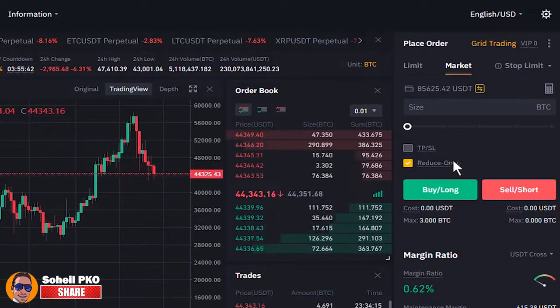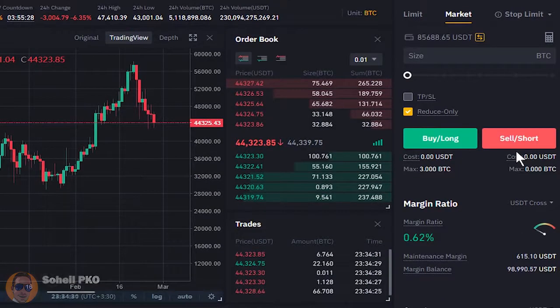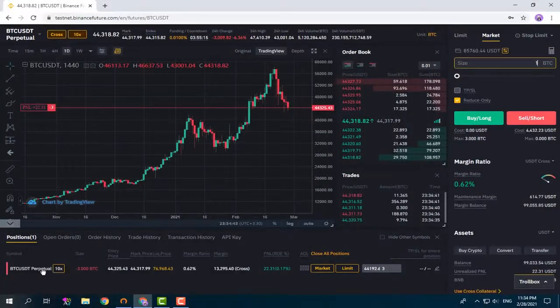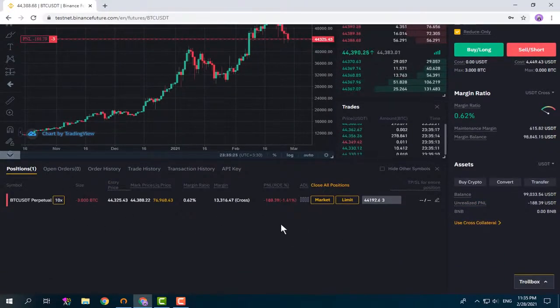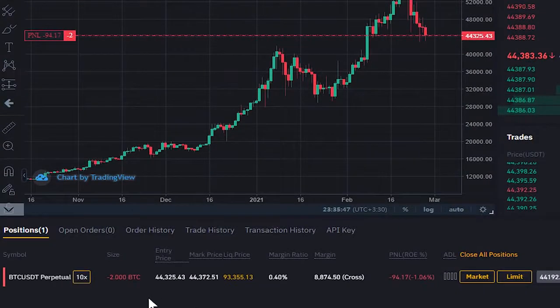For example, I selected reduce only, and if I try to increase the open position, for example, 1 Bitcoin, let's enter the size 1. This is a short position, so to increase the size of this position, I must go short. And by clicking on sell short, you see that order rejected. Because reduce only is selected, we can only reduce and decrease the size of this position. For example, if I go long 1 Bitcoin, the order is submitted and executed, and the open position reduced and 1 Bitcoin decreased from the position. Let me close this position.